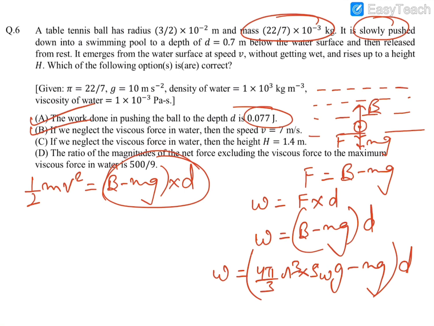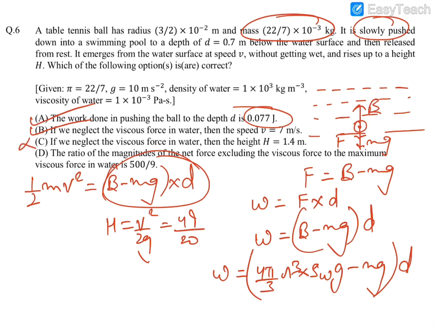If we neglect the viscous force in water, then height h to which ball will jump out will be 1.4. So we can check that h will be equal to v square by 2g, and v square is 49 and 2g is 20, so it is not 1.4, it is greater than 2, so this is incorrect.